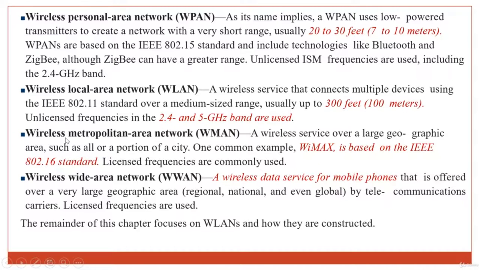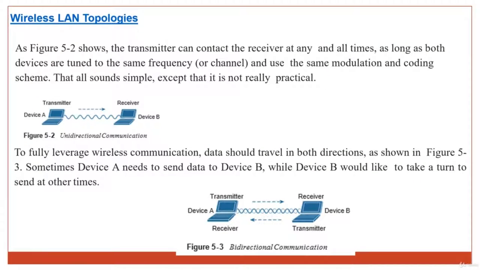Apart from that, we have the metropolitan area network as well. WiMAX is one of the examples for that. Obviously, it is for a wider range. And then we have the wide area wireless network as well. That again is for a broader area. Examples are the mobile services, mobile towers, etc. Okay, so let us focus on the wireless local area network.